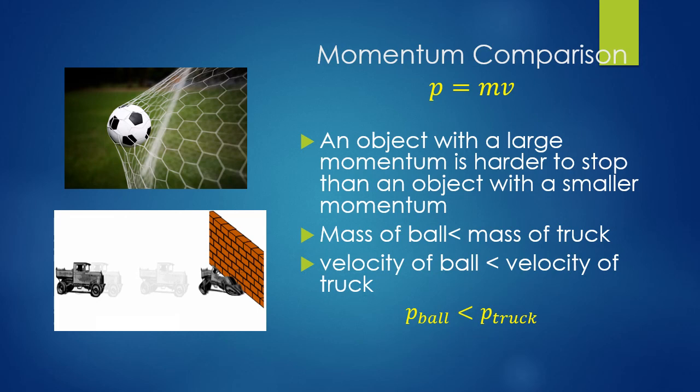So if we wanted to stop a soccer ball, all we need is a net, because it's easier to stop due to its smaller momentum. If we wanted to stop a truck, however, we need larger force to stop it. So in this example, we have a wall stopping the truck.